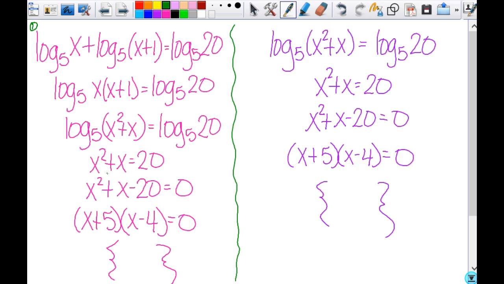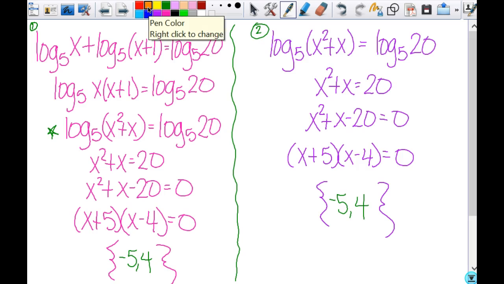Problem number 2 starts like this. So it actually starts at this step of problem number 1. You see how those are the same? This is my starting point in number 1. This is my starting point in number 2. So the work ends up being the same, and I get to the same point right here. And then when I go to figure out what my results are from here, in both of them I get -5, 4, -5, 4. So those are the same in both.